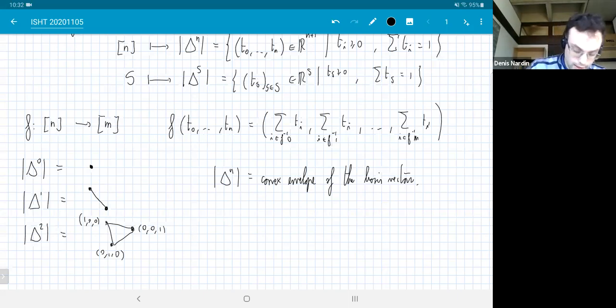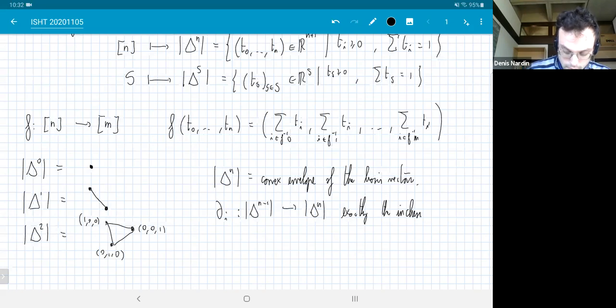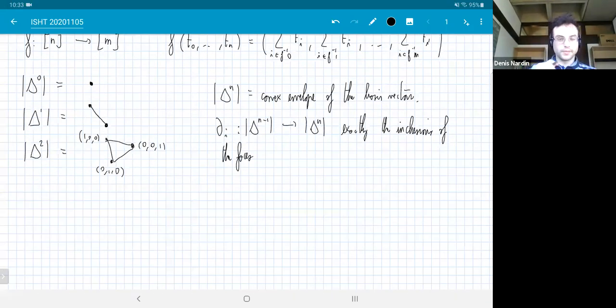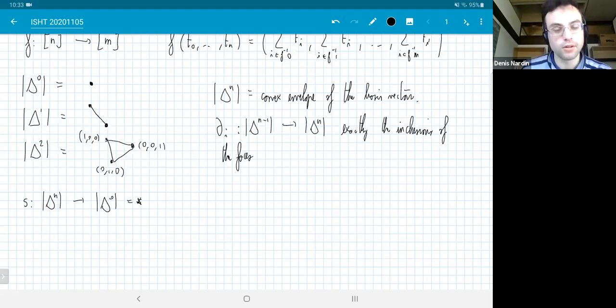And the face maps, the d_i from this guy to this one, are exactly the inclusion of the faces. Hence the name face maps. So this is all very geometric. And the degeneracy maps correspond to projections. You're collapsing two vertices together and you extend the map linearly. So for example, this s map from the topological n-simplex here is just, well, this is a point. So that's just the constant map at a point.